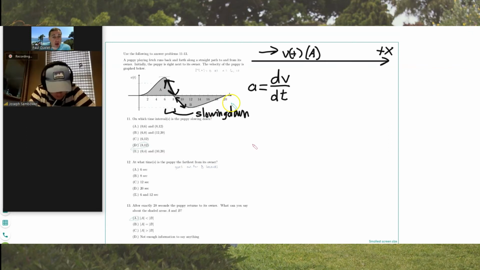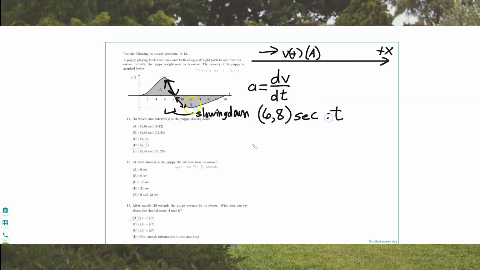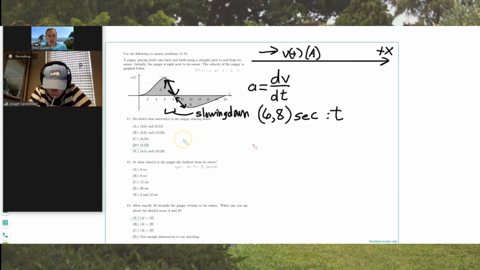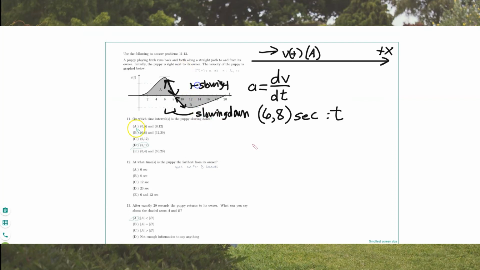But just like you said, whenever the acceleration and the velocity have opposite signs, S-I-G-N-S, then we're going to be slowing down. And that's a time interval. Is there another time interval? Let's look at region B. Region B, the puppy is always moving to the left. That's negative velocity. But how about the acceleration? Does it ever go opposite sign? So from 12 to 20, we would also be slowing down. Yeah, I think so.